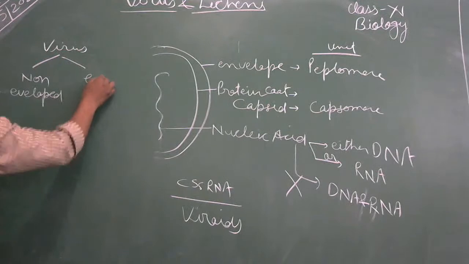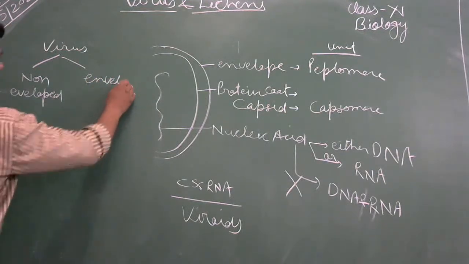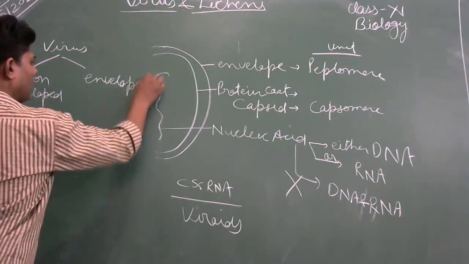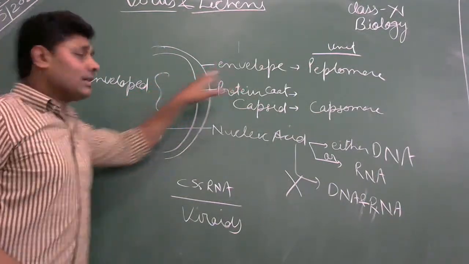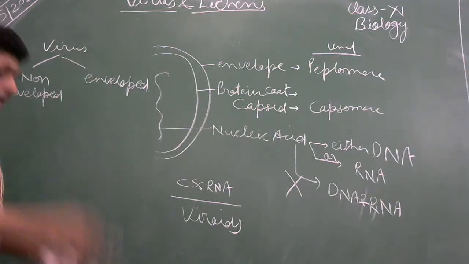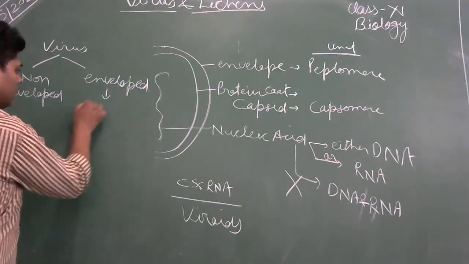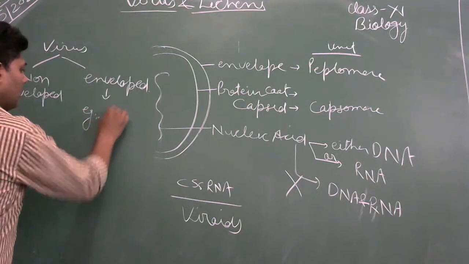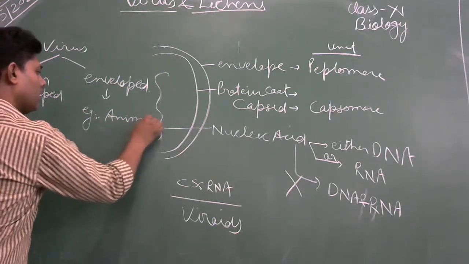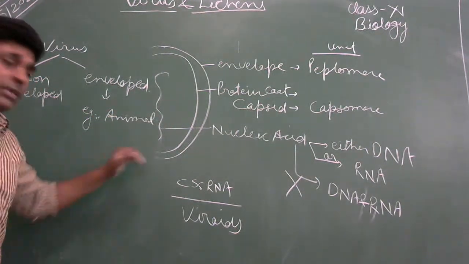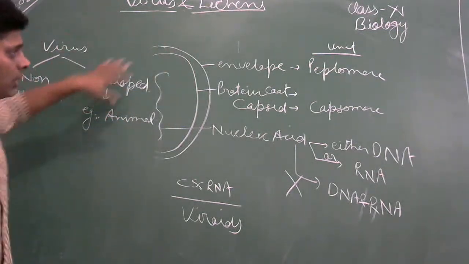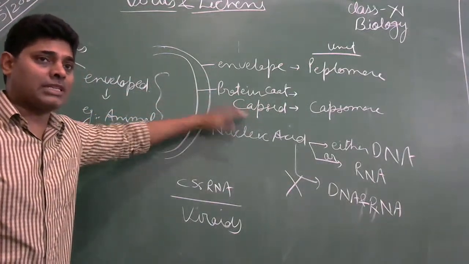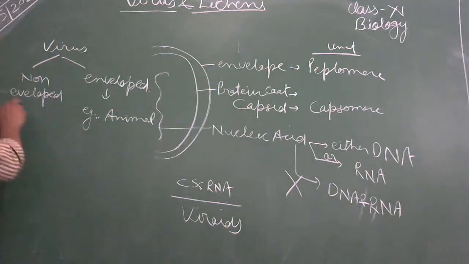Non-enveloped and enveloped. If a virus particle has an envelope, then it is an enveloped virus, and an example of an enveloped virus is the animal virus. But certain viruses do not have an envelope. They have only the protein coat, that is the capsid. And an example of a non-enveloped virus is the plant virus.